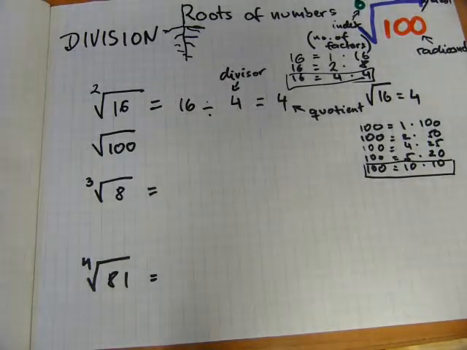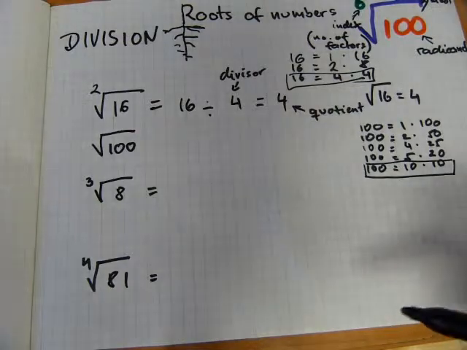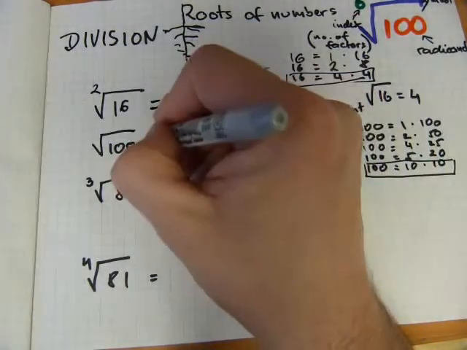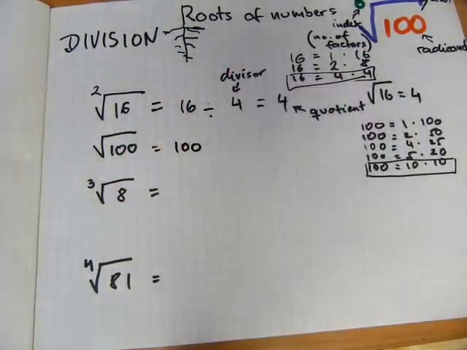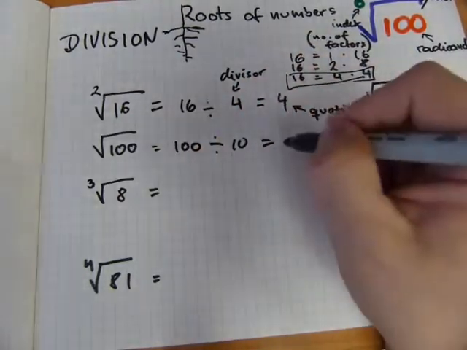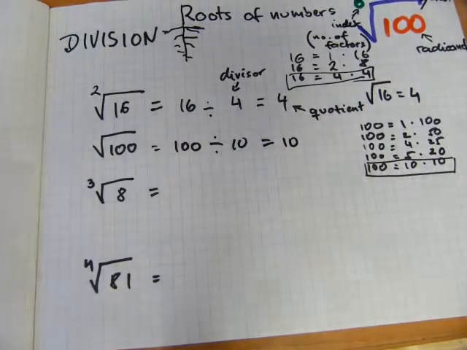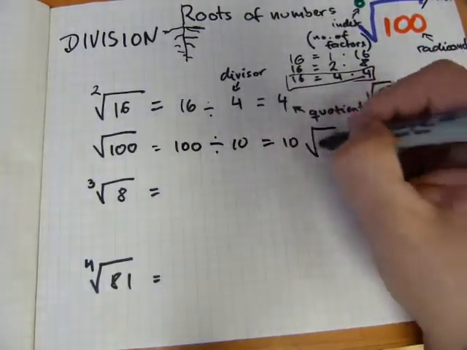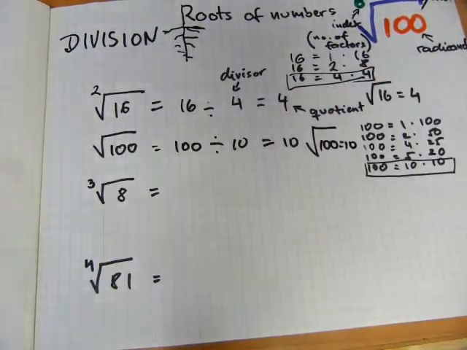100 needs to be divided so that the divisor and the quotient are the same numbers. So there's only one combination for that. When you do that, 100 divided by 10 is 10. The square root of 100 equals 10. Okay?